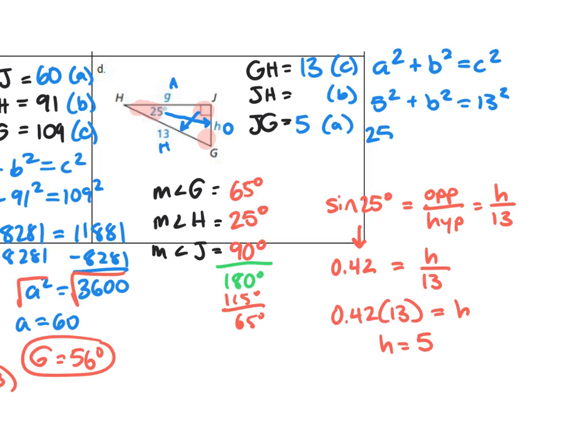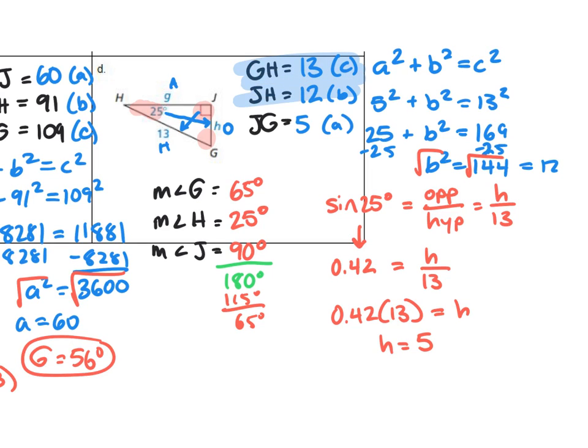5 squared I know is 25. B squared we're trying to find. 13 squared I know is 169. Now to solve, if I just take 25 and subtract it over, that's going to tell me B squared is equal to 144. But to solve for B, remember what we have to do is square root both sides. If I take the square root of 144, that's going to tell me B is going to equal 12. So that last side is 12. And notice here we have our Pythagorean triple of 5, 12, and 13.